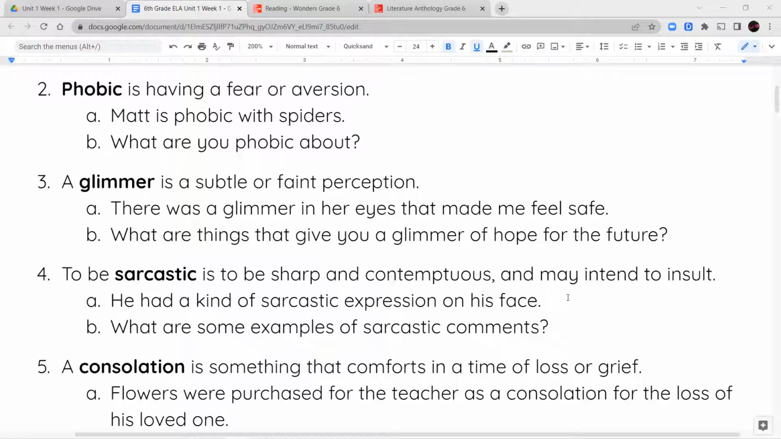Your next word is the word glimmer. Glimmer is a subtle or a faint perception of something. There was a glimmer in her eyes that made me feel safe. So when you see just a little bit of something coming through, it's not very obvious, it's very small and maybe hard to notice.